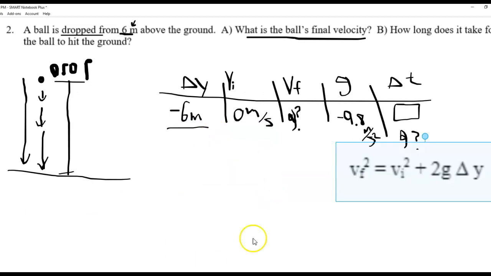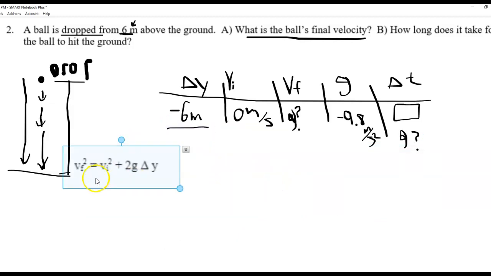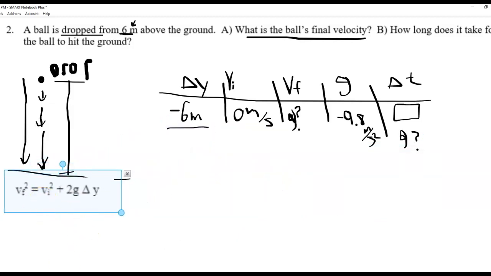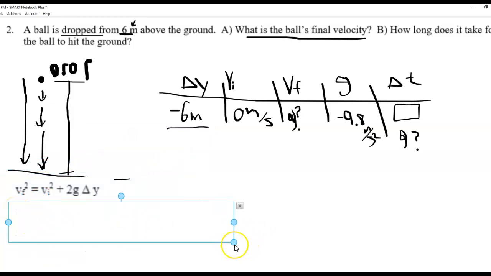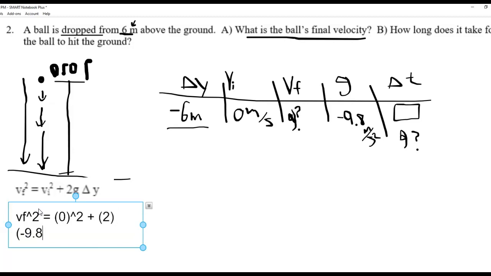Okay, so I have that equation now for part A. I'm going to shrink it a little bit because it's a little obnoxiously big. And then I'm going to start typing. So for the first one, the final velocity is what I'm looking for. So it's going to be VF squared. I'm just going to put that notation for squared. VI would be 0 squared, and then plus 2 times g, which is negative 9.8. Make sure you put in the negative. And then delta y, which is negative 6.